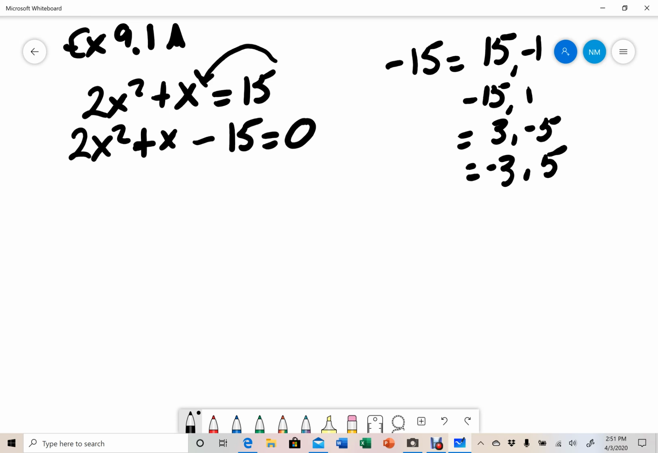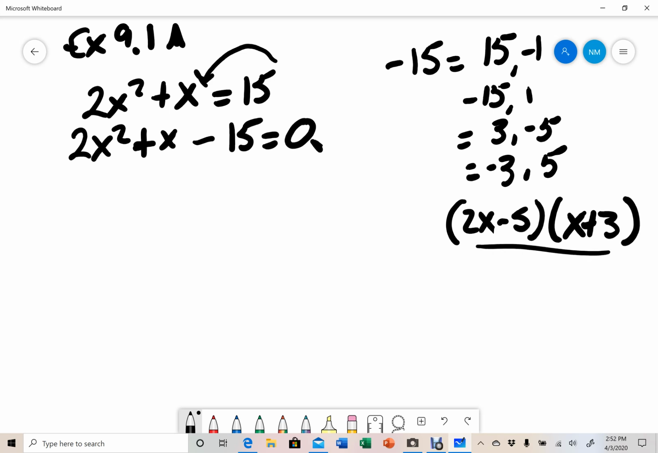Now remember, we also have a numerical coefficient with our x squared, so take that into consideration when you're factoring these. Now, for sake of time, obviously we can see in our example we've got 2x minus 5 and x plus 3. So this is how this factors down to this here.